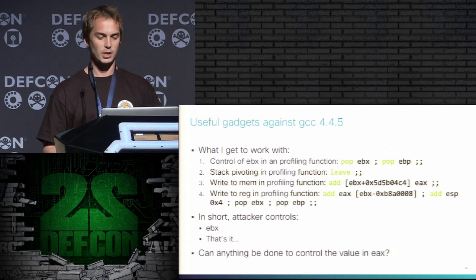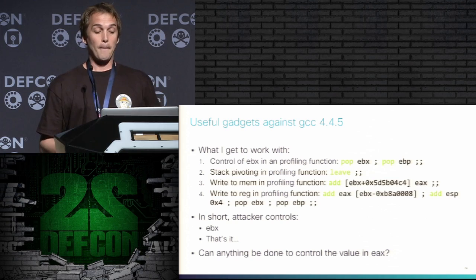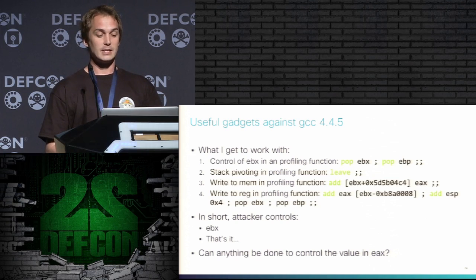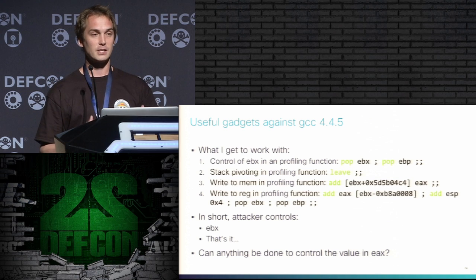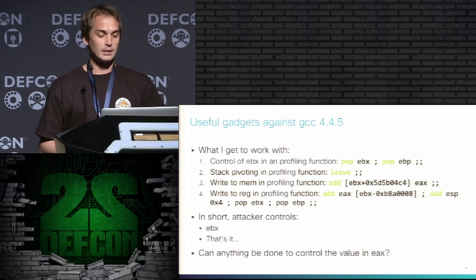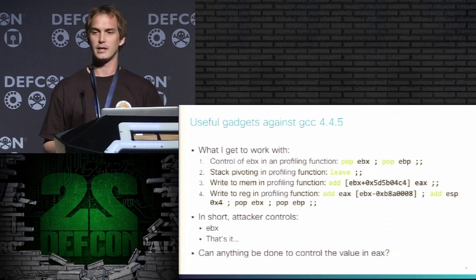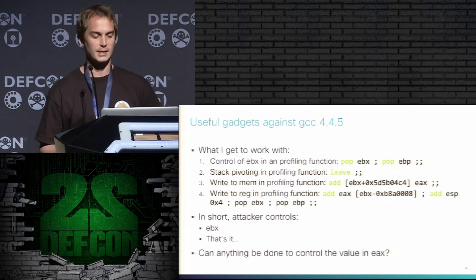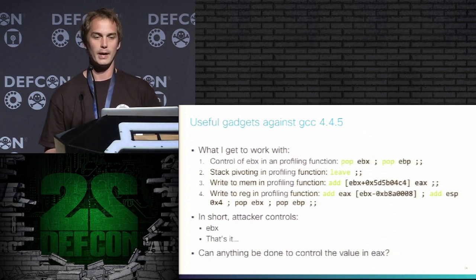And then the two others, which are the meat of the talk: there is a write to memory. Through control of EBX, I can write the value which is in EAX to EBX, meaning that I can dump the value in the register somewhere in memory. I've also got the other way around, a write to register, meaning that by controlling EBX, I can grab a value from memory and load that in EAX. So in short, as an attacker you control EBX and that's about it, so you have to find a way to achieve control of EAX also.